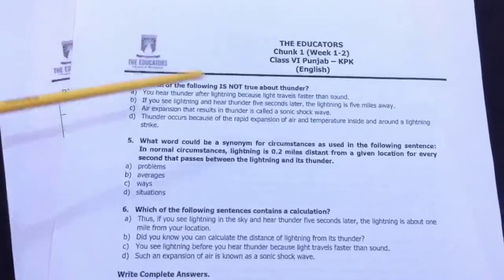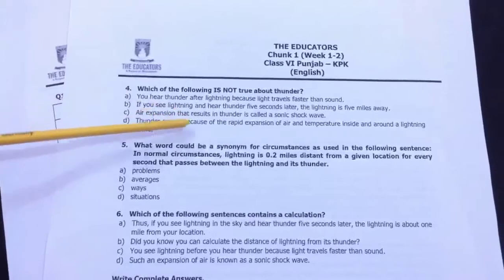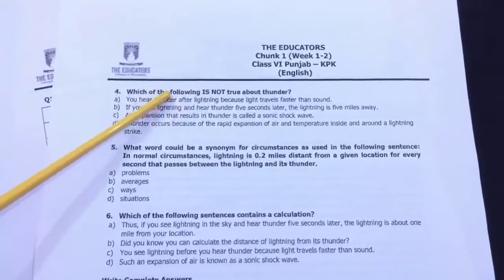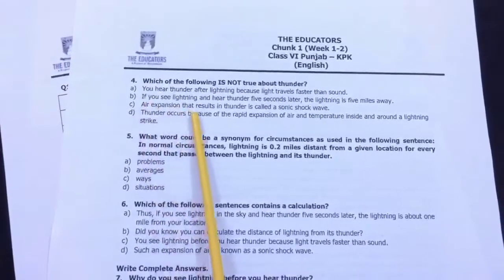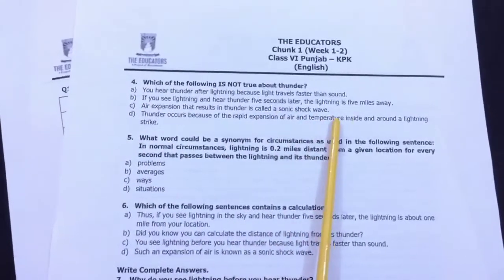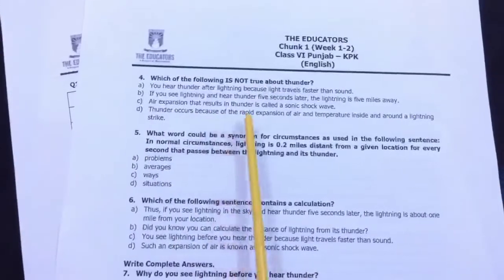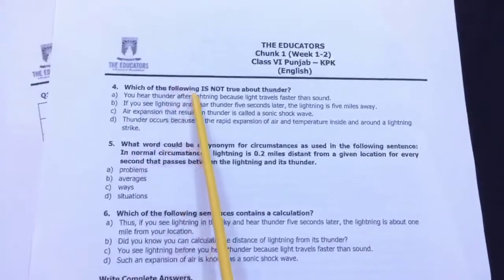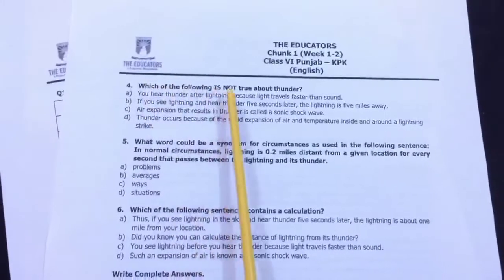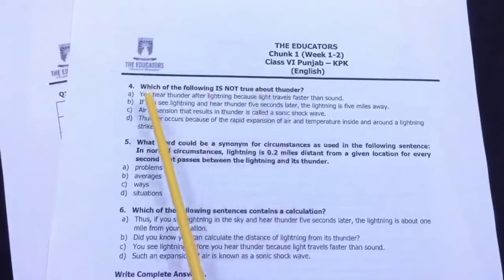Then we have question number 4, which is: which of the following is not true about thunder? Number first is you hear thunder after lightning because light travels faster than sound. Then B is if you see lightning and hear thunder 5 seconds later, the lightning is 5 miles away. Number C is air expansion that results in thunder is called a sonic shock wave. Thunder occurs because of the rapid expansion of air and temperature inside and around a lightning strike. So you have to see which of the following is not true about thunder.